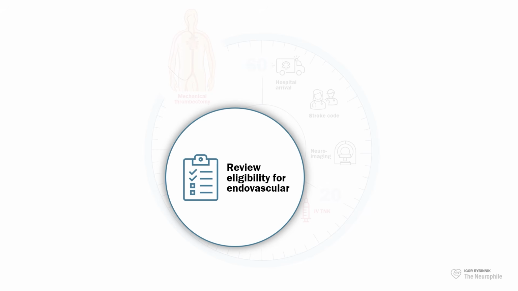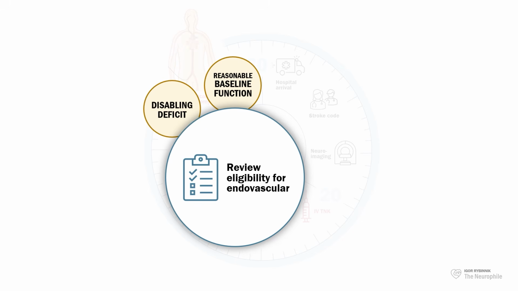There are 4 major ones. First, reasonable baseline neurological function. Thrombectomy is not likely to change outcomes for the better in a patient who already has advanced dementia and is confined to bed. Second, the deficit must be disabling. If the only deficit is a mild facial droop, then what do we stand to gain? Side note: when a major vessel is occluded and the deficits are unexpectedly mild, it's possible that the occlusion is actually chronic and not acute.